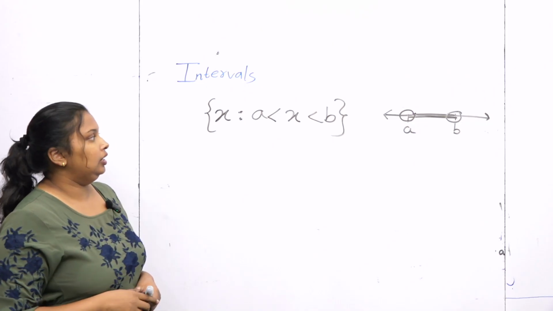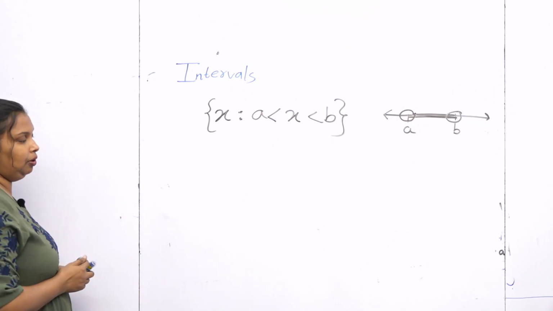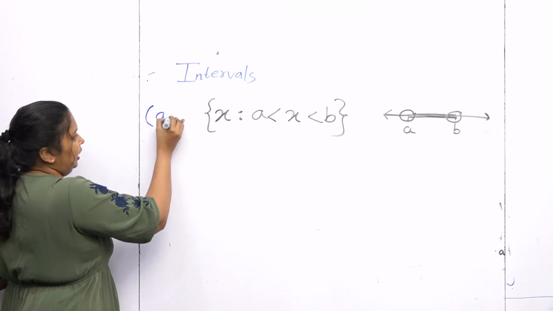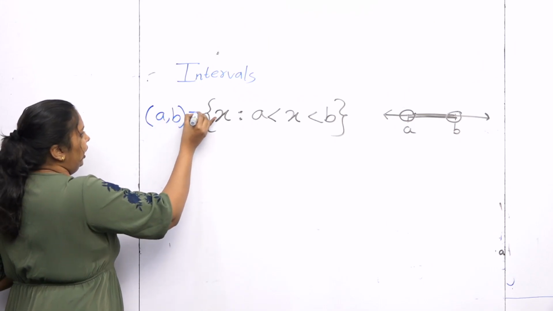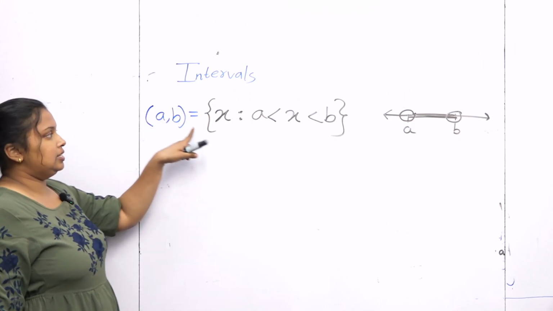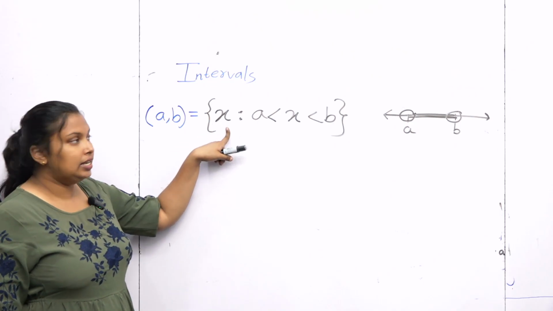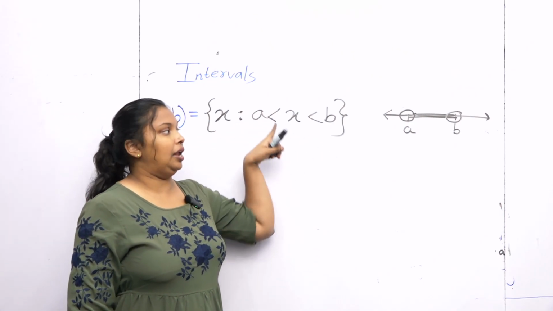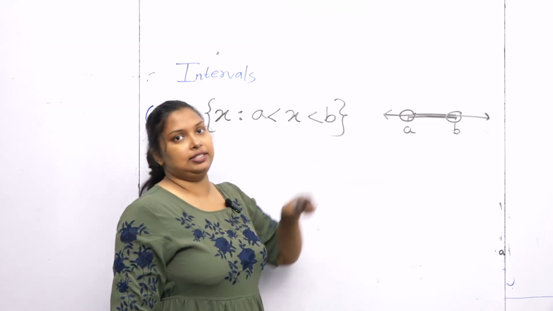Right. Then I can write this set using this new notation. See, I'm used to writing this as (a, b). So (a, b) means the set of x such that x is greater than a and less than b. We can represent it using a number line like this.